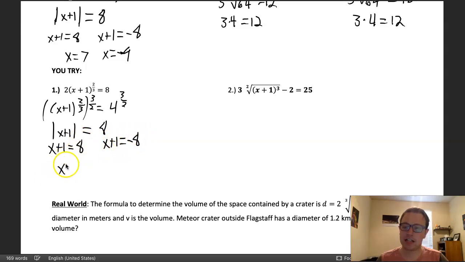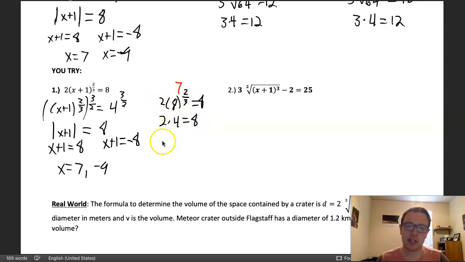And then we solve. We say x can be either equal to 7 or negative 9. Now when we do this, we have to test to make sure that it still comes out true. So if we substitute in 7, we see that we have 2 times (7 plus 1), or 8 to the 2/3 power, is equal to 8. When we do this, we substitute, we say the cubed root of 8 is 2, squared is 4. So this is 2 times 4 is equal to 8.